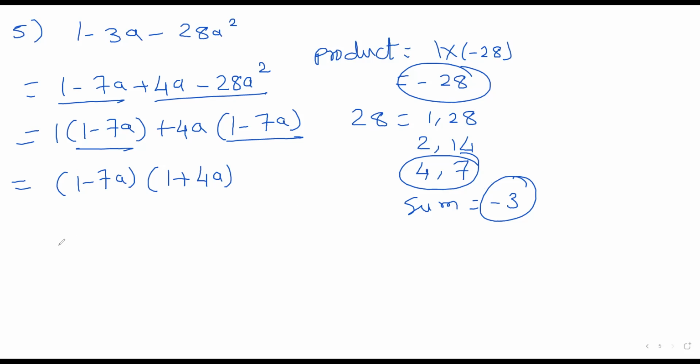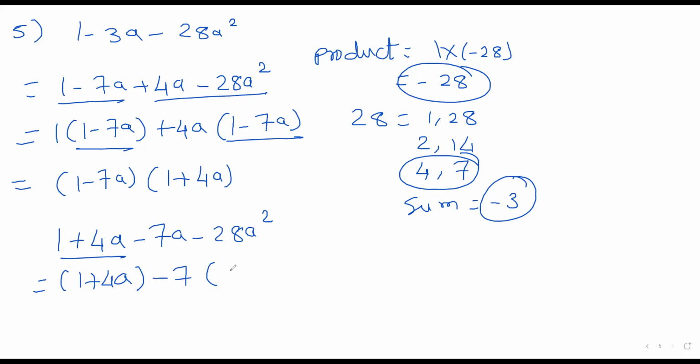That's okay. So suppose you take 1 plus 4a minus 7a minus 28a square. It's fine. So you can take minus 7a common, and you will get 1 plus 4a. The sign will change now because minus is outside. So you will have 1 plus 4a in one bracket, and in the other, nothing, meaning 1 common, 1 minus 7a.